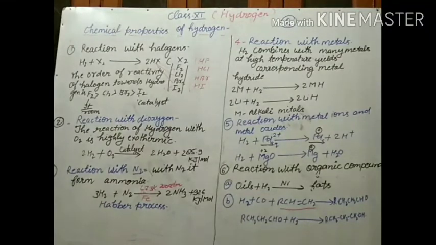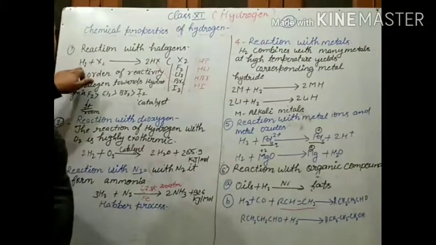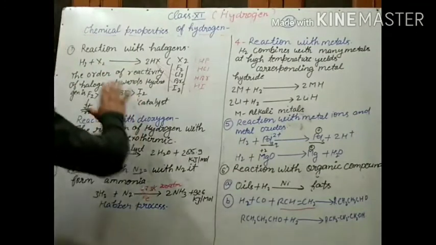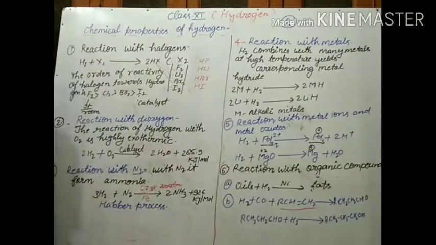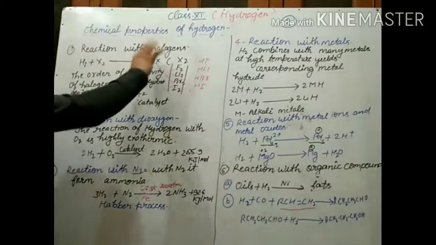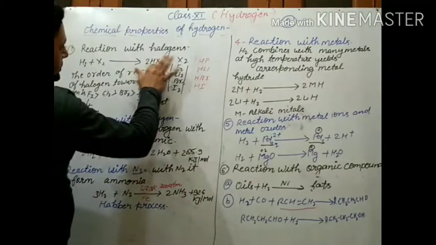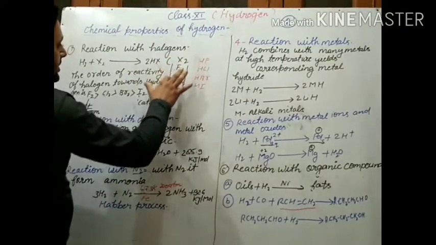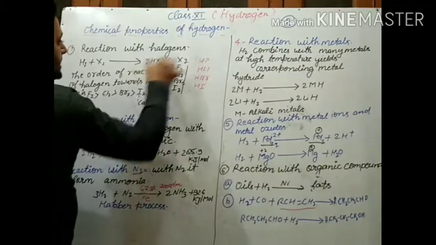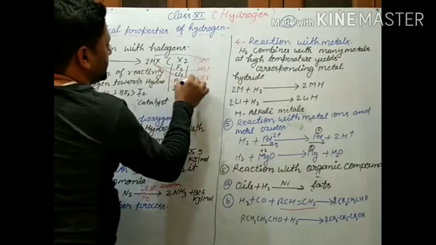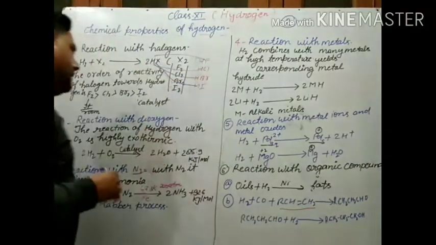Dihydrogen reacts with halogen to give hydrogen halide. Means when dihydrogen reacts with halogen, it gives hydrogen halide. And in hydrogen halide, in halogen, these elements are included. So it may be HF, maybe HCl, maybe HBr, maybe HI.